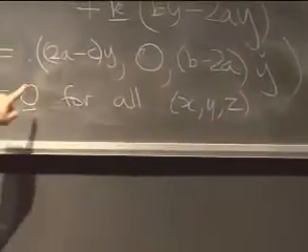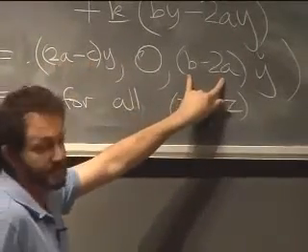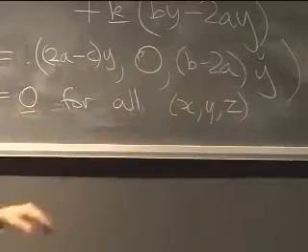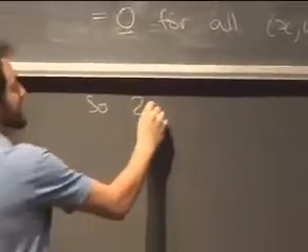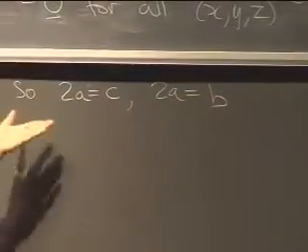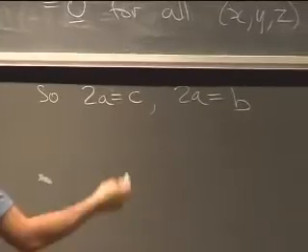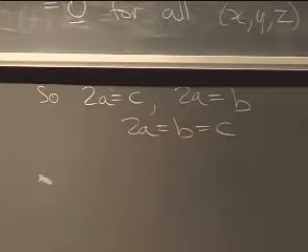The only way that can be true is if 2a minus c equals 0 and b minus 2a equals 0. You absolutely need that 2a equals c and 2a equals b. Well, if 2a equals b and 2a equals c, then you might as well write 2a equals b equals c. So it doesn't matter what, you have one degree of freedom. If you know what c is, then you know what b and a and c are.